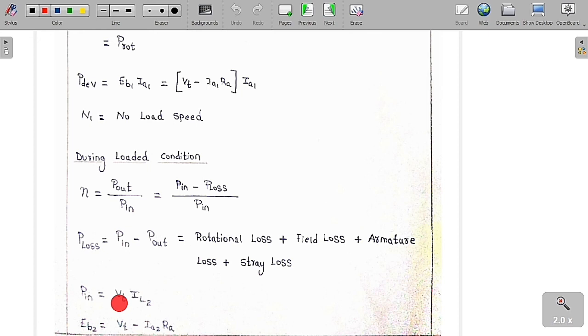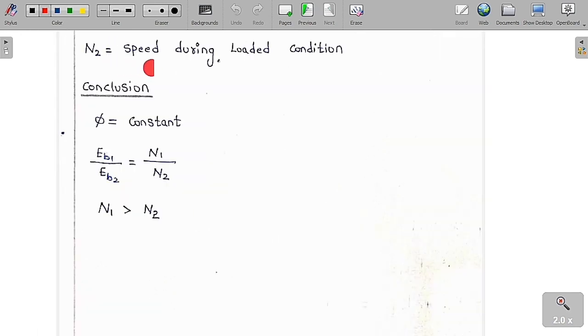So input power is equal to V2 into IL2 for case 2 during the loaded condition. Then EB2 is equal to VT minus IA2 into RA. N2 is the speed during the loaded condition. The conclusion is, as VT is constant and IH is constant, flux is also constant. Then EB is directly proportional to N into phi, so EB1 by EB2 is equal to N1 by N2.